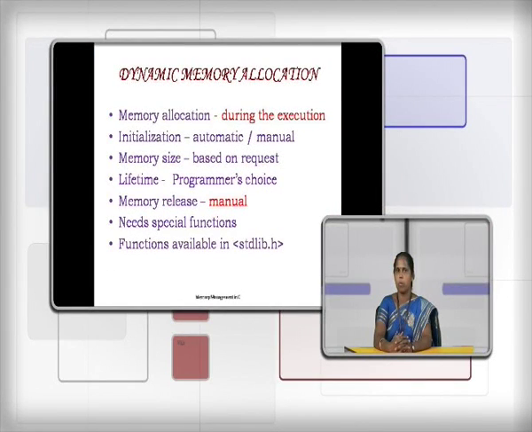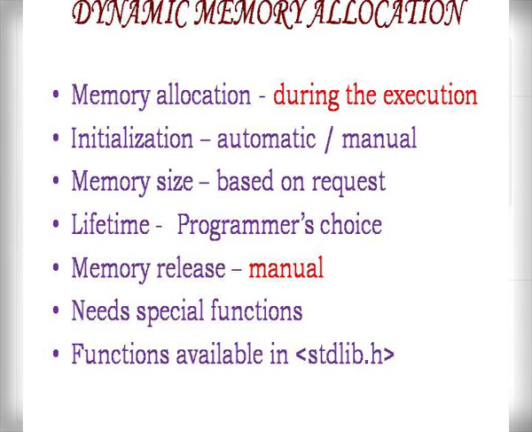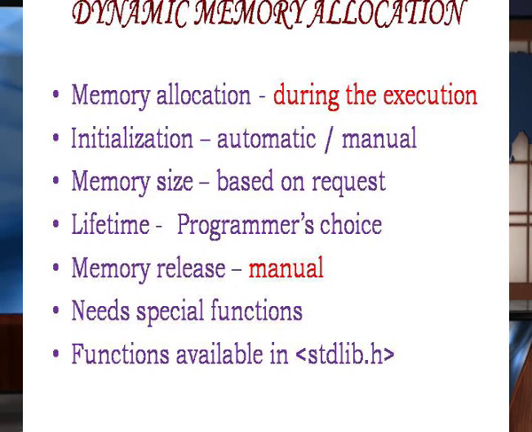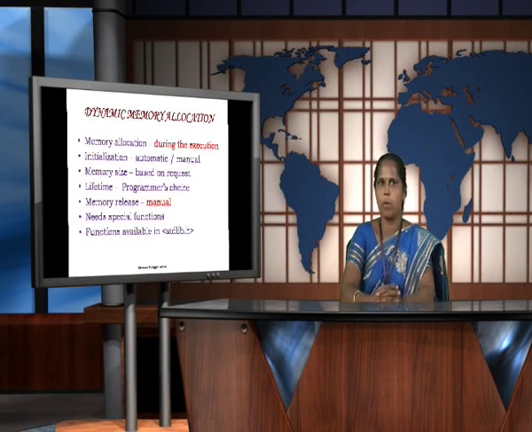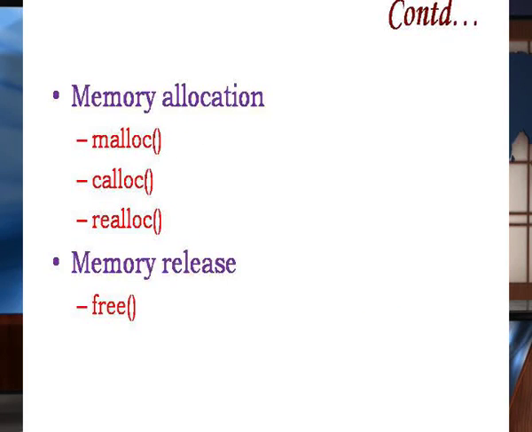So for dynamic memory allocation, the programmer has to use some special functions like malloc, calloc and realloc. These functions need a special library file, that is stdlib, the standard library file. Here the functions used for memory allocation are malloc, calloc and realloc. For releasing, the free function is used.